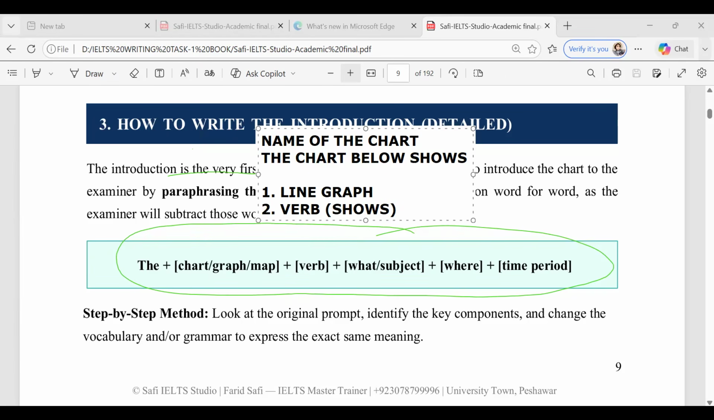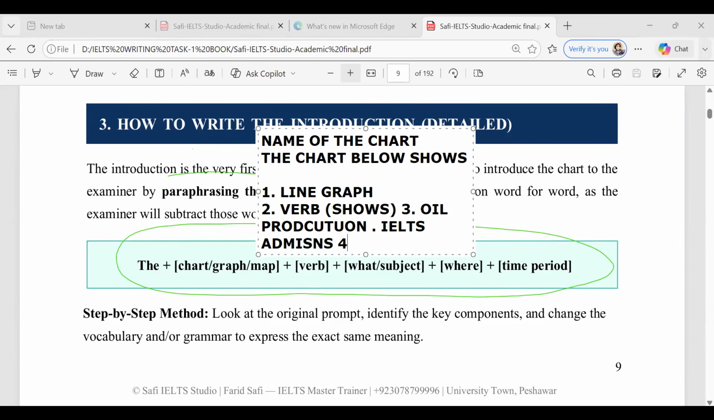Point number 3 is that you should mention the subject. Clear? What does subject mean? For example, if the graph is about oil, prices of oil or oil production. So you need to mention what the graph is all about. If it's about, for example, IELTS admissions, you can write IELTS admissions.